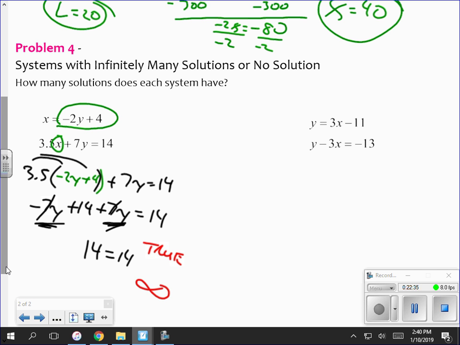Yes? Here. This one's kind of a mess because I have negative 7y and positive 7y, and what did I do? I canceled, these cancel each other out. No, that's plus 14.